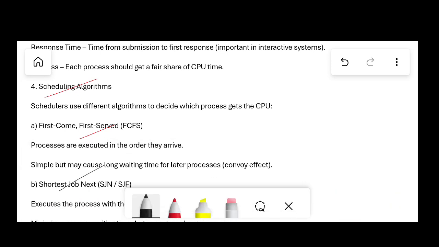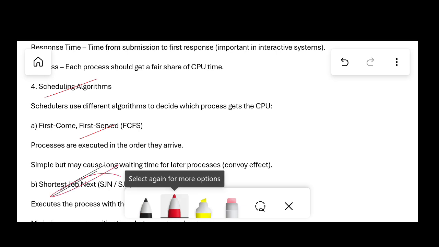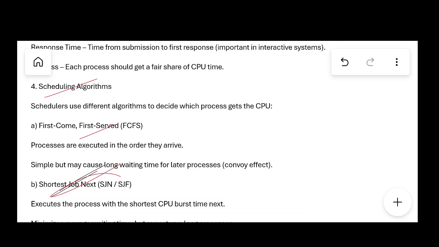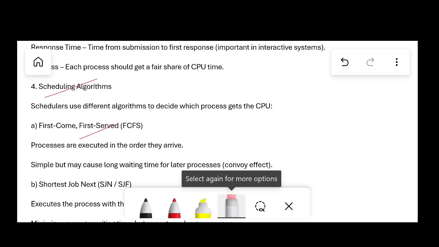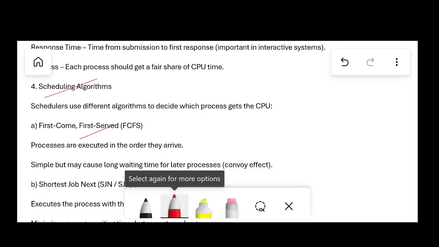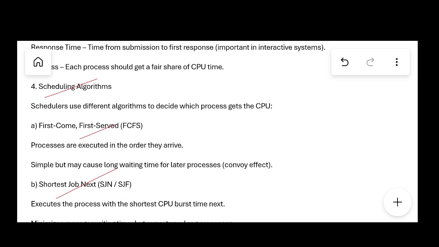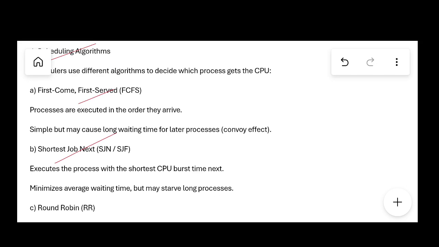Then shortest job next. It means executes the process with the shortest CPU burst time first. So it reduces average waiting time, but a long process might stall.